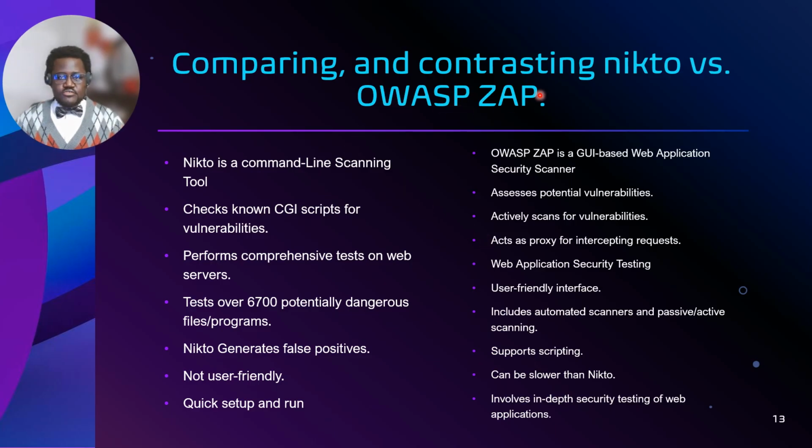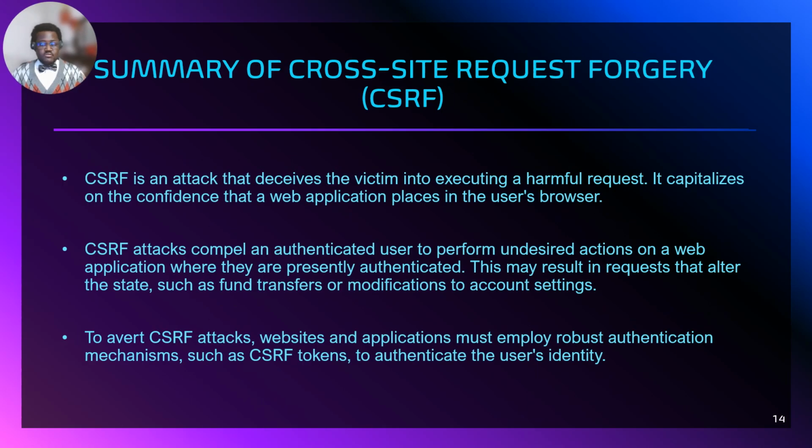So I compare and contrast Nikto versus OWASP Zap. Nikto is a command line scanning tool. OWASP Zap is a GUI-based web application security scanner. Nikto sometimes generates false positives, and OWASP Zap supports scripting. OWASP Zap can be slower than Nikto. Nikto is faster, and Nikto has a quick user setup. You can set up Nikto faster than OWASP Zap.